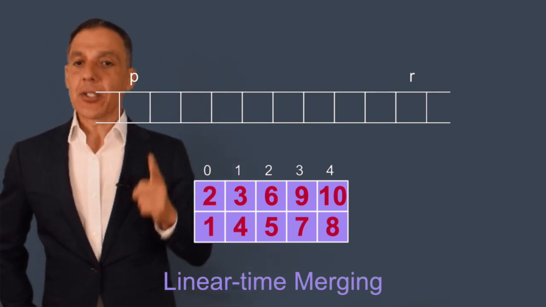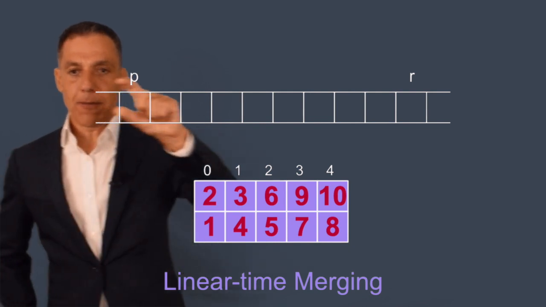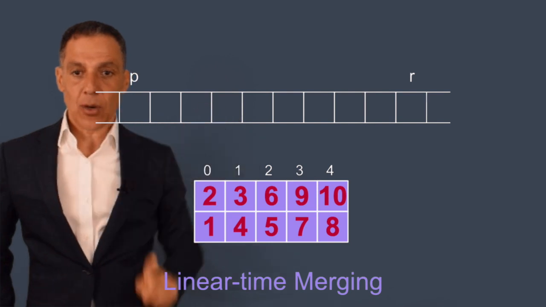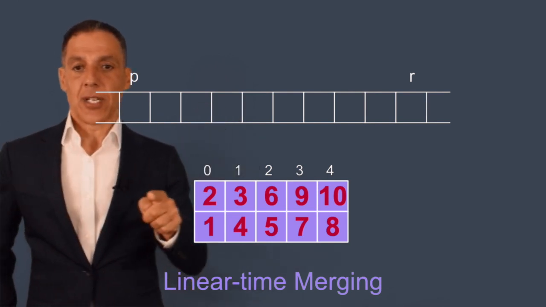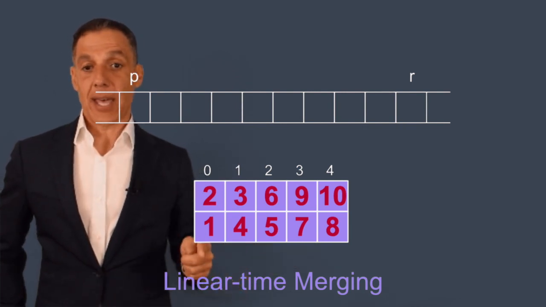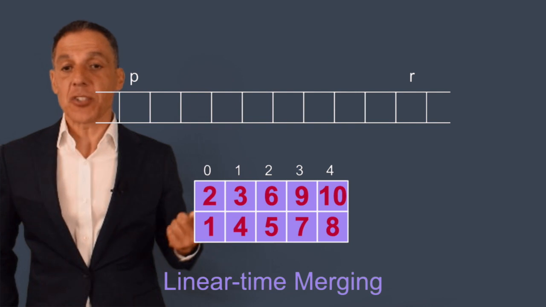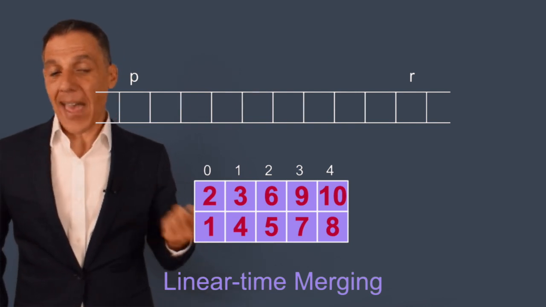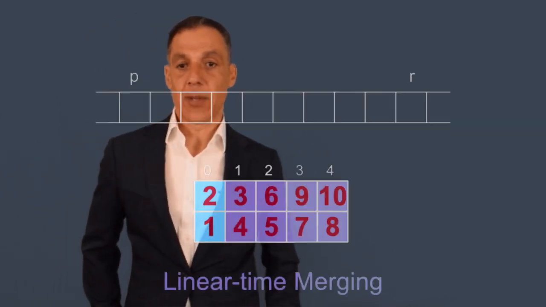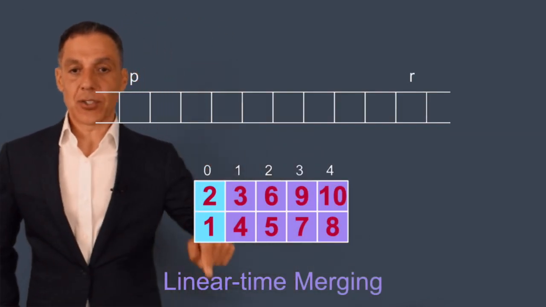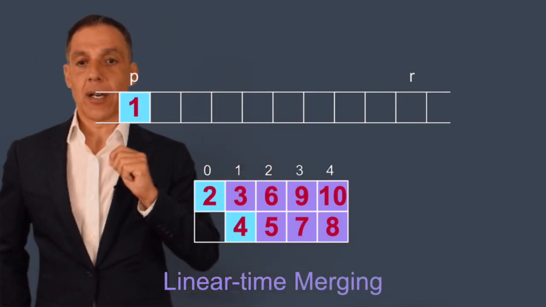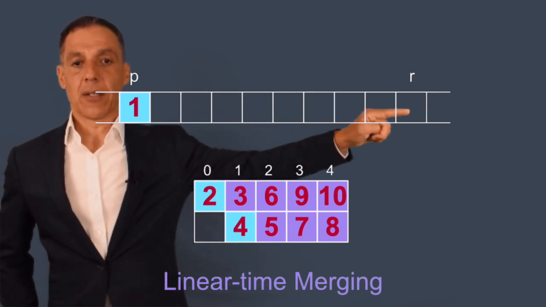Can we agree that the smallest element in the final merged list of 10 elements must be either this element or this element? Of course, this list is in sorted order along the top, and this list is in sorted order along the bottom. That means one of these two elements is the smallest element. So I don't actually have to do that much work to figure out the element in the first position. I look at the first elements of the two lists, and I say which one is smaller, and I take that and put it into the first position of the merged list.